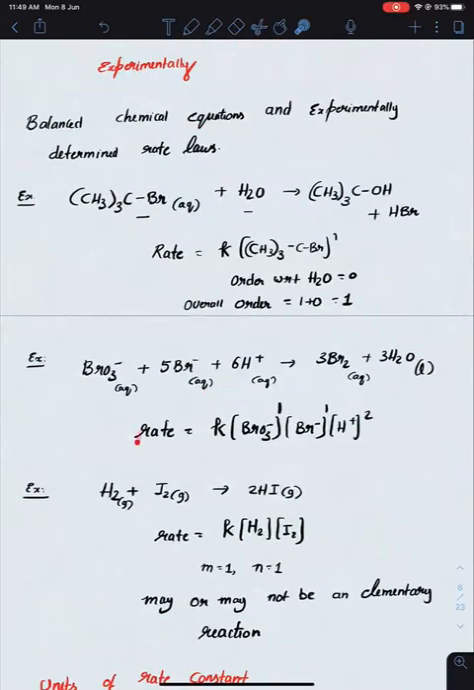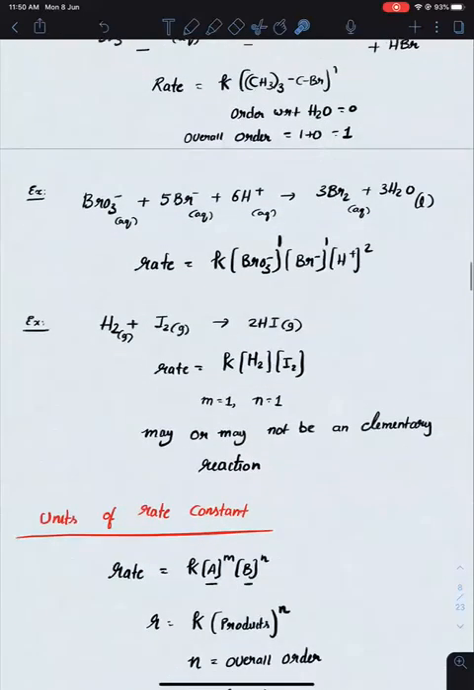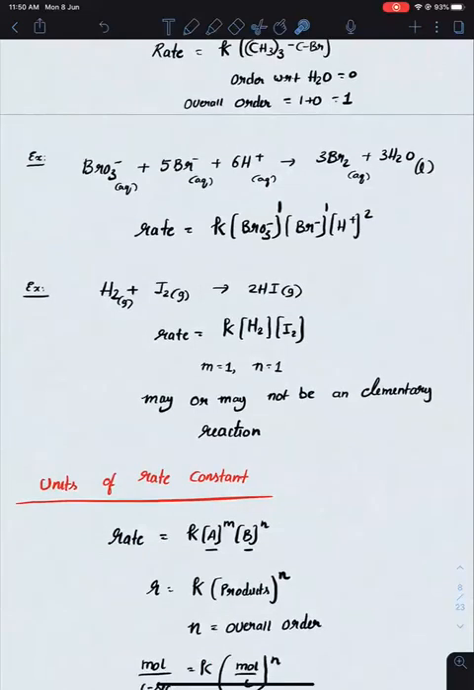In this case, the rate law is given as K into [BrO3-]^1, [Br-]^1, and [H+]^2. So the order with respect to BrO3- is 1, and with respect to Br-, even though its stoichiometric coefficient is 5, the order is 1, and with respect to H+ is 2. Similarly, in this case, the order with respect to H2 is 1 and I2 is 1. If the orders are equal to the stoichiometric coefficients, we cannot definitely say it is an elementary reaction. It may or may not be. But if they say it is an elementary reaction, then the stoichiometric coefficients must be equal to the orders.